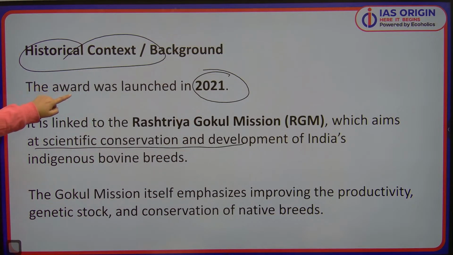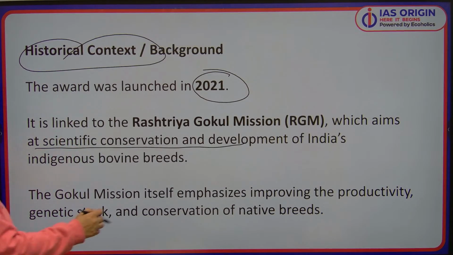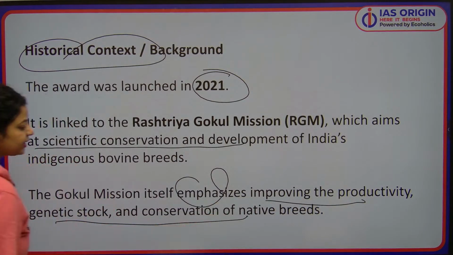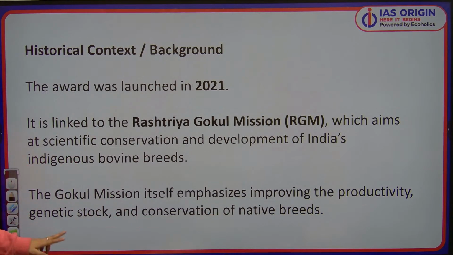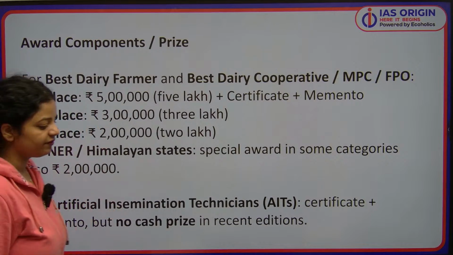It was started in 2021 under the Rashtriya Gokul Mission, and the aim is basically scientific conservation and development of your indigenous bovine breeds, and emphasis on improving the productivity, stock and conservation of these native breeds which we have discussed. Now, what are the awards which are given?